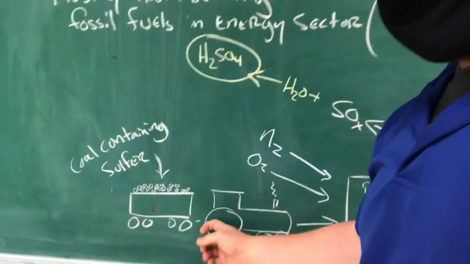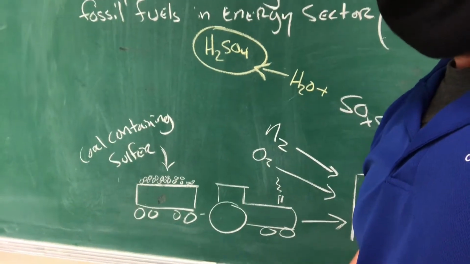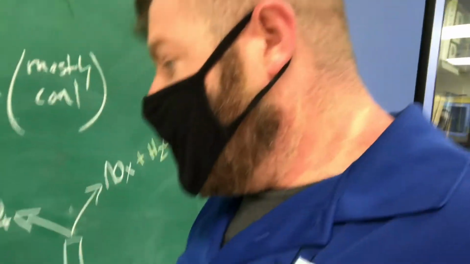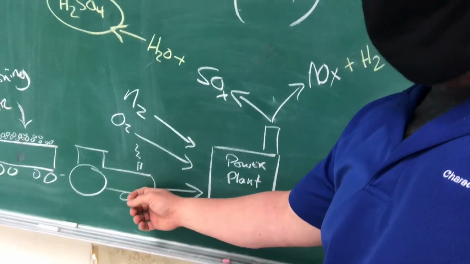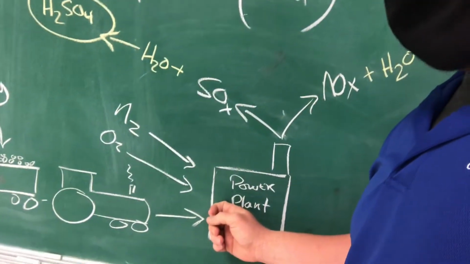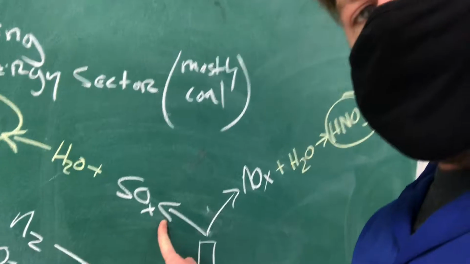We're going to take Thomas the Train here. Thomas the Train is full of sulfur-containing coal. Help if I can talk and read at the same time. Anyway, Thomas the Train is going to bring the sulfur-containing coal to the power plant. We're also going to suck in nitrogen and oxygen because we are burning it, right? Then we're going to have SOxes created.